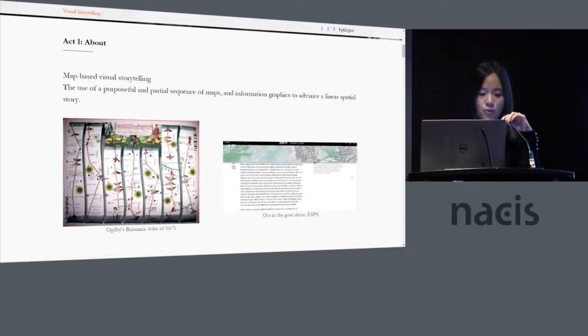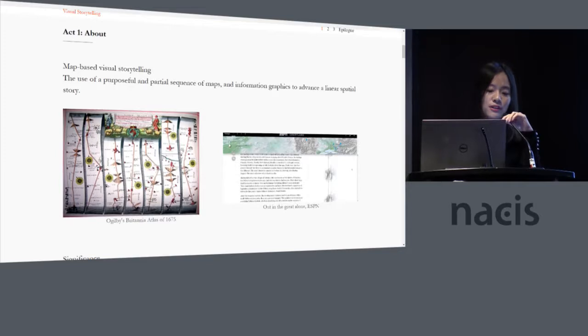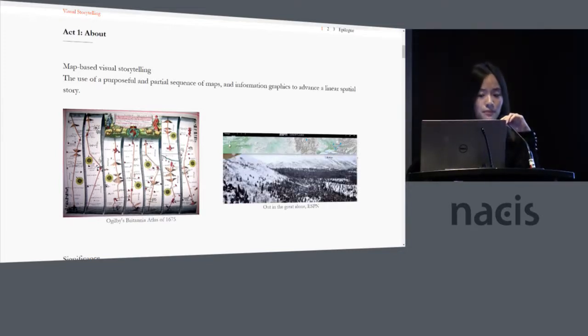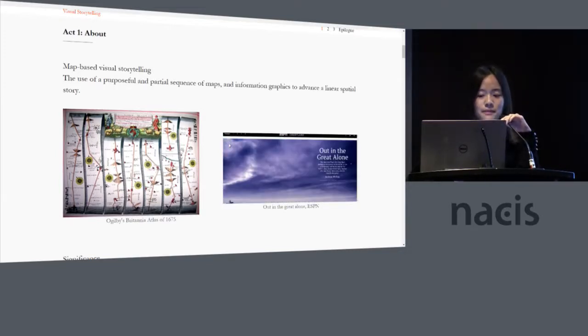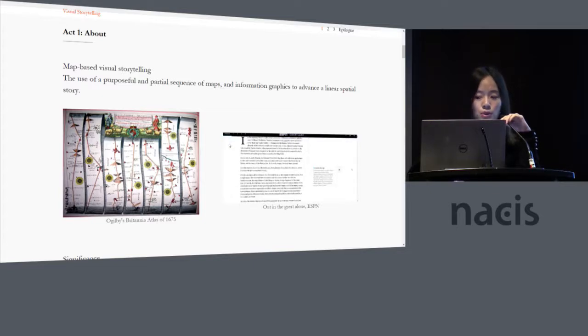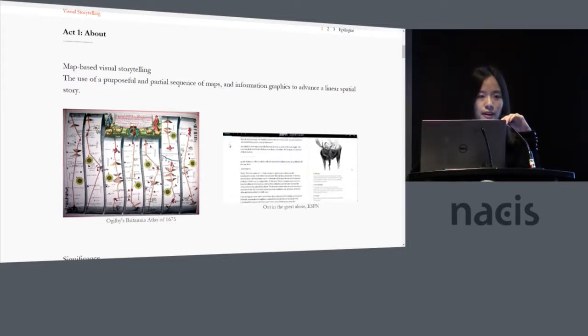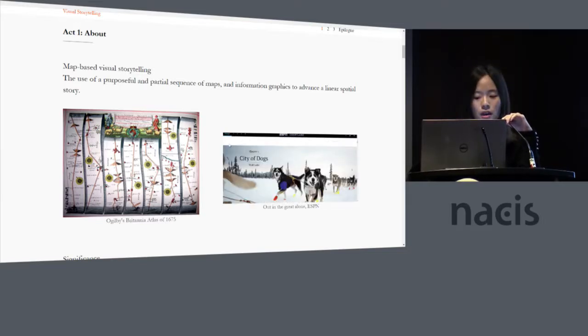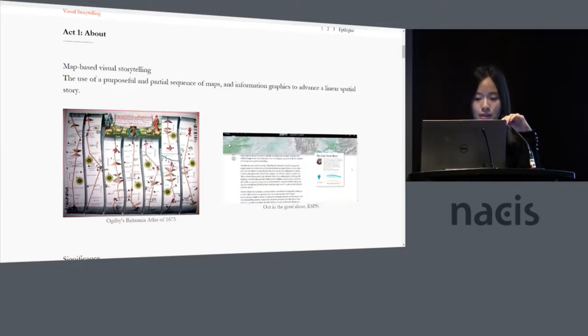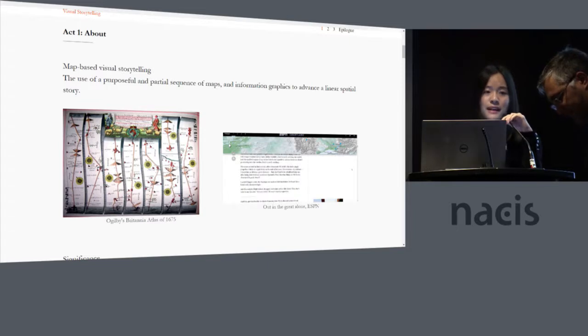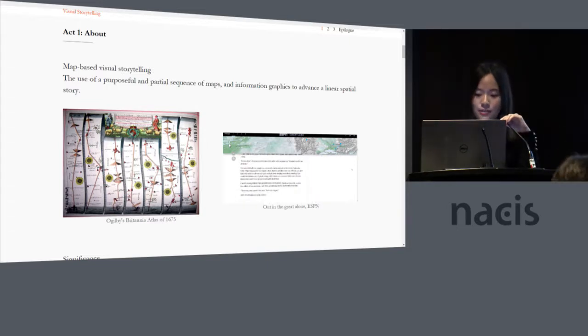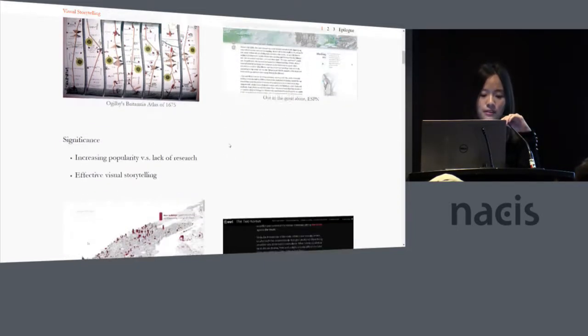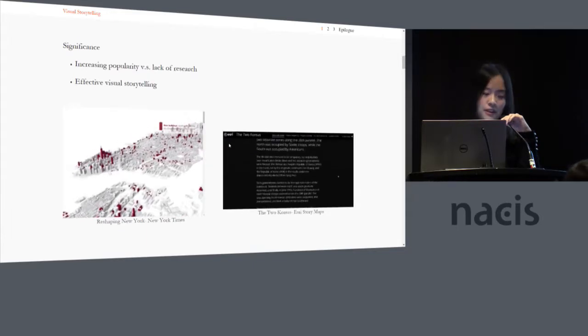So first, what is map-based visual storytelling? It includes a purposeful and partial sequence of maps and information graphics to advance a linear spatial story. It can be some static maps telling a story about a road trip in Great Britain, or a website about a sled dog race in Alaska. Actually, you might see them a lot every day, but just didn't realize it, because they're getting more and more popular.